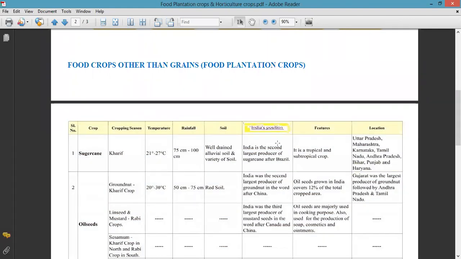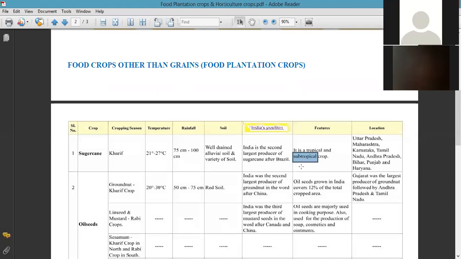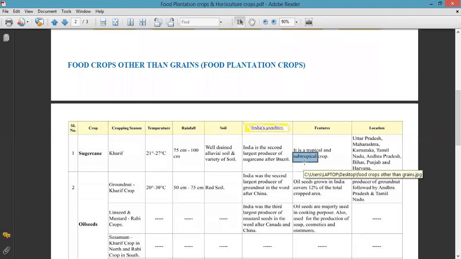Yes. Features of sugarcane growth: it is a subtropical crop. What do you mean by subtropical? In between the Tropic of Cancer, that is 23 degrees north, and the Tropic of Capricorn, that is 23 degrees south. These are important latitudes, right? So in between these two areas, generally we call it subtropical area. We used to call it tropical also, but that is very near to the equator. Now along the Tropic of Cancer and Tropic of Capricorn, around 23 and a half degrees south and north, we call it subtropical.